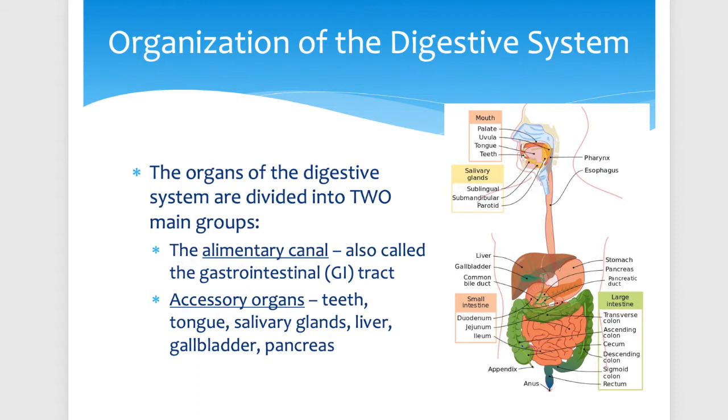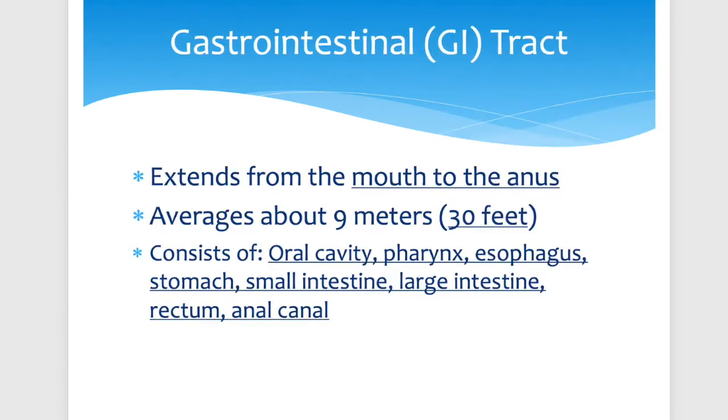And then we also have accessory organs, which are things that will help the digestive process, but are not part of that main tube that make up your GI tract. So that's going to be things like your teeth, your tongue, salivary glands, the liver and gallbladder, the pancreas, which is behind the stomach right there. And again, we'll talk about all of those.